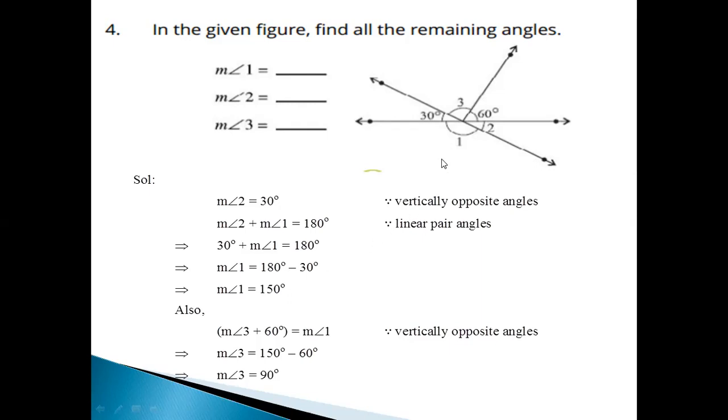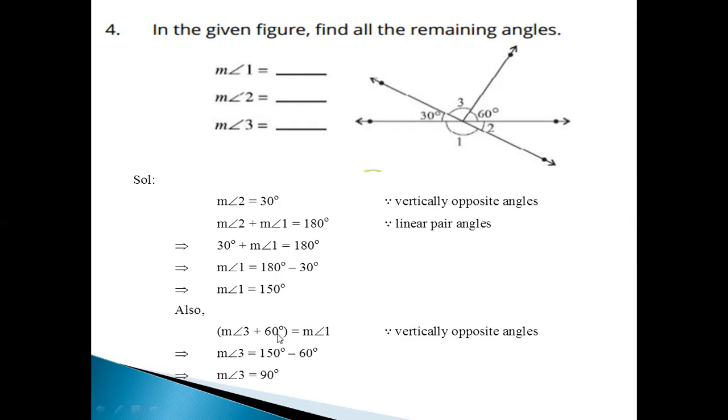Now angle 1: you can find angle 3 by adding 30 plus angle 3 plus 60 equal to 180. Then shift 30 and 60 to the other side and find angle 3. Or you can take angle 3 plus 60 degrees; their sum is equal to angle 1, as they are vertically opposite.